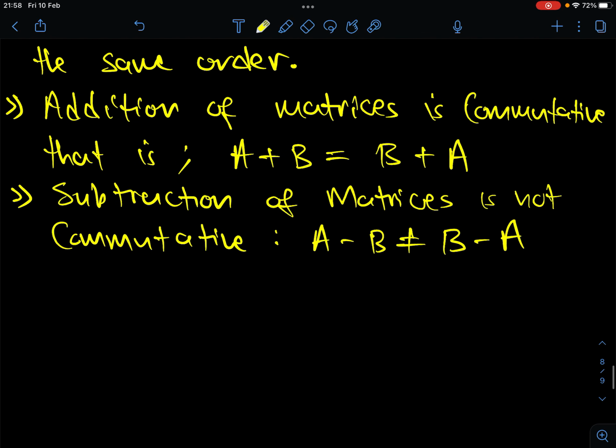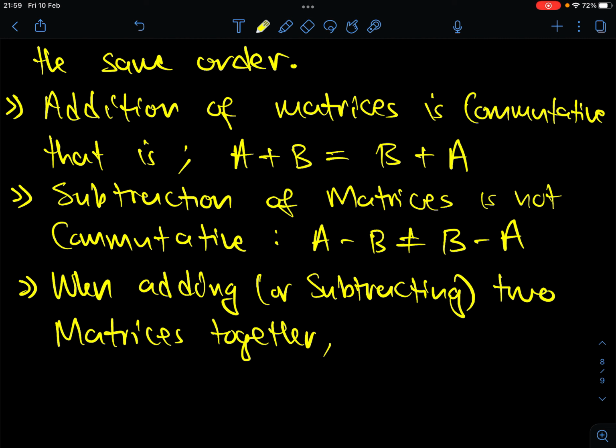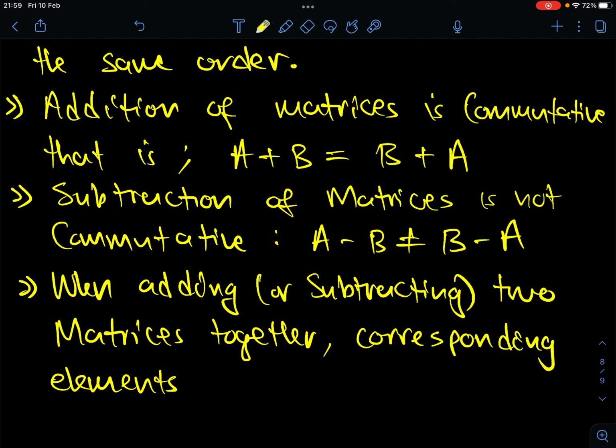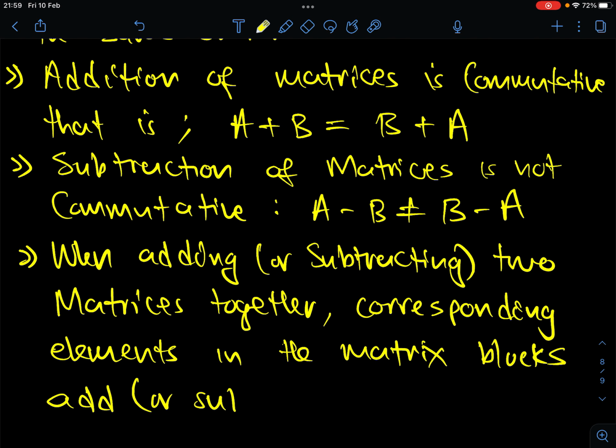You see that? So when adding two matrices together or subtracting two matrices together, corresponding elements in the matrix blocks add or subtract to each other.